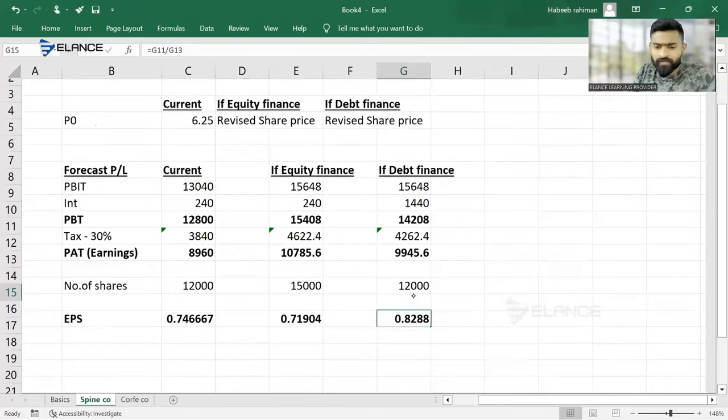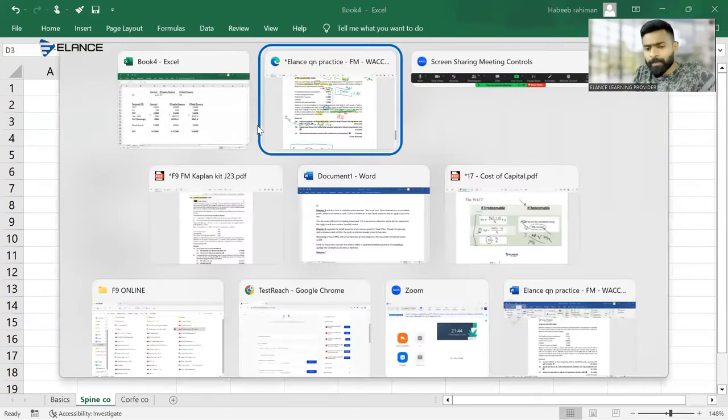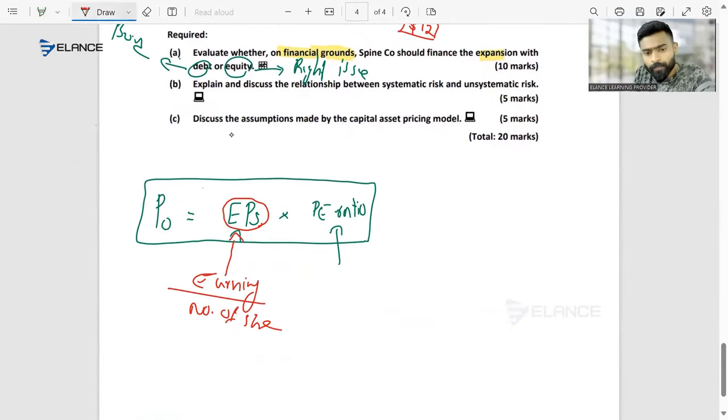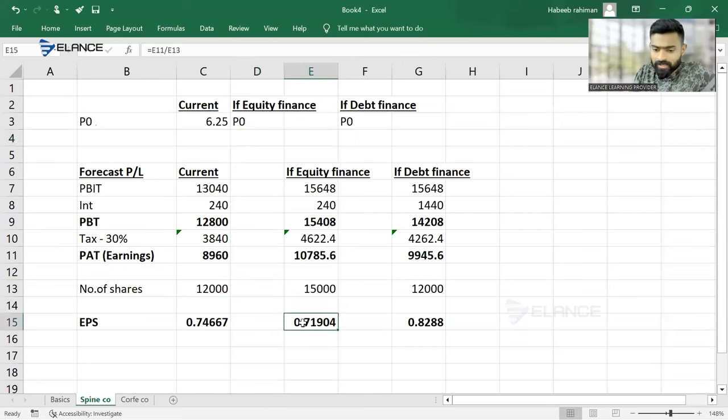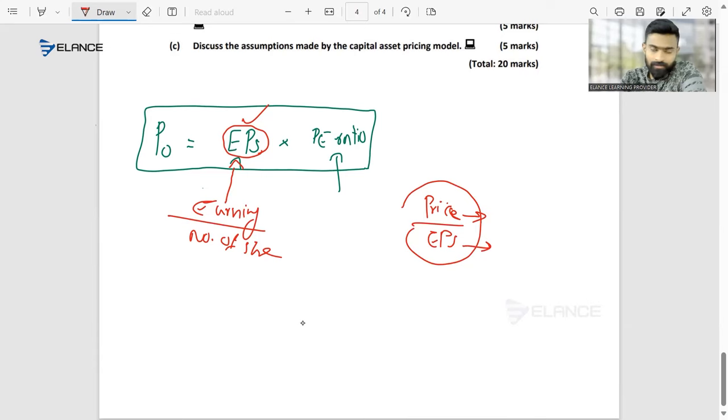See, for decision making, we require the share price, right? The revised share price. To calculate the share price, what was the formula? EPS into PE ratio. We have EPS for each case. Now what ratio do we require? PE ratio. PE ratio means the relationship between EPS and market price.